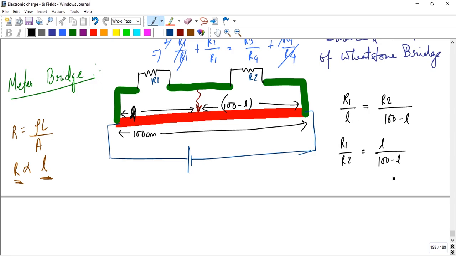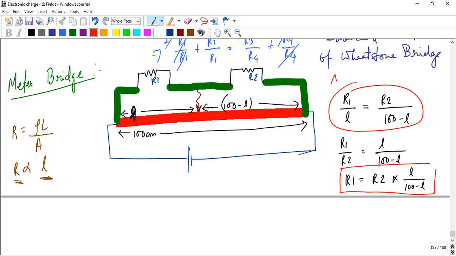Okay, that's the easy concept here. R1 equals R2 times L by 100 minus L, box that. This is the main application of the Wheatstone bridge. Very easy concept.